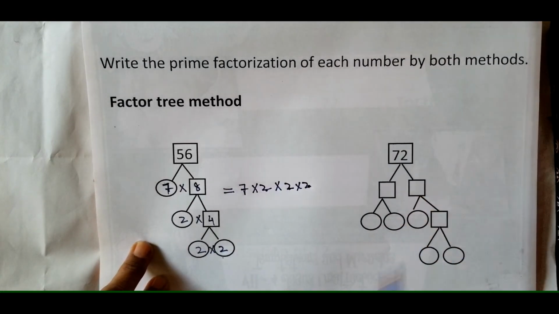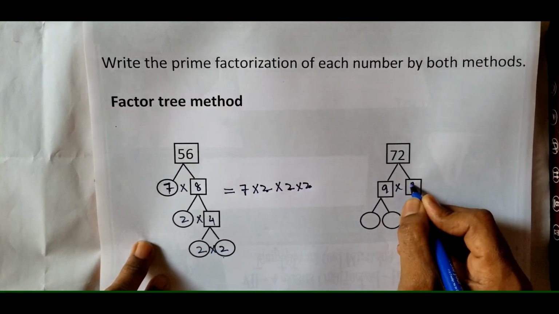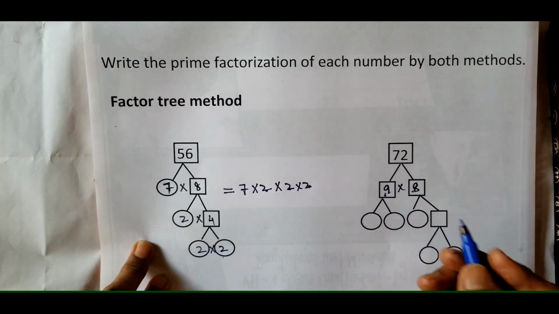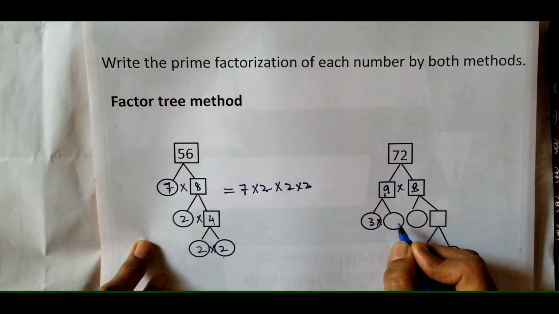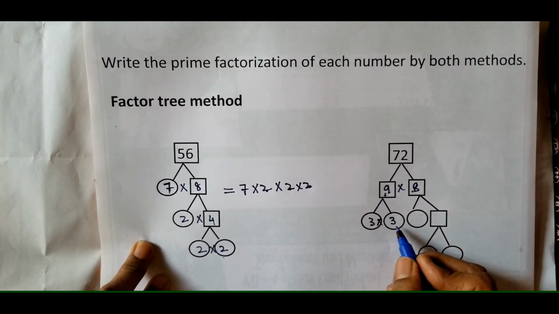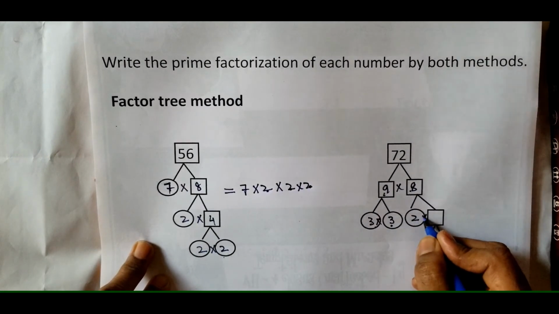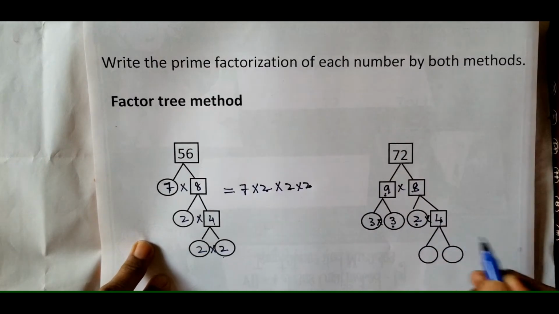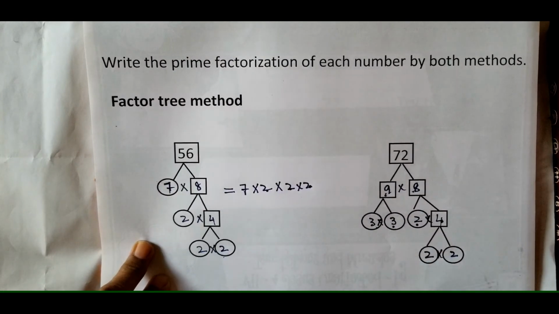Now let us go for 72. 72, 9 8s are 72. 9 and 8 both are composite numbers. So 9 can be split into 3 into 3. Now these two numbers are prime numbers. 8 we can split it into 2 into 4. Here 2 is a prime number, 4 is a composite number. So now 4 is split into 2 into 2. Now if you see, all the numbers are prime numbers.